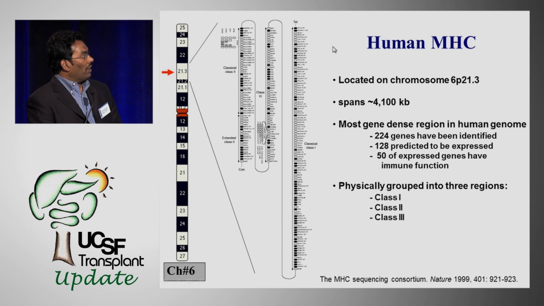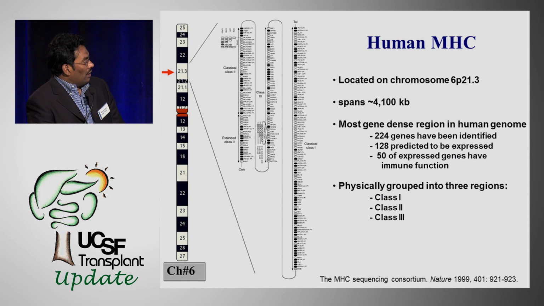The gene complex is known as the major histocompatibility complex. This is the most gene-dense region ever identified in humans. It spans around 4 megabases of DNA and contains 124 genes, and 50% of them are expressed. About 50 genes have some immune function, not necessarily HLA molecules, but also other proteins like interferon gamma and complement factors, all involved in immune functions.